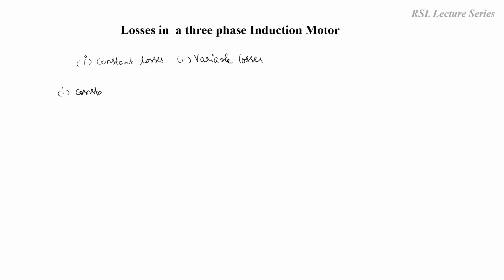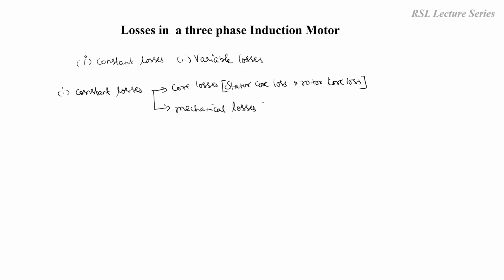Constant losses are broadly classified into two different types. First one is the core losses. This core loss comprises both the stator core loss as well as the rotor core loss. And the second one in the case of constant losses is the mechanical losses. In the case of mechanical losses, we have frictional losses as well as windage losses.